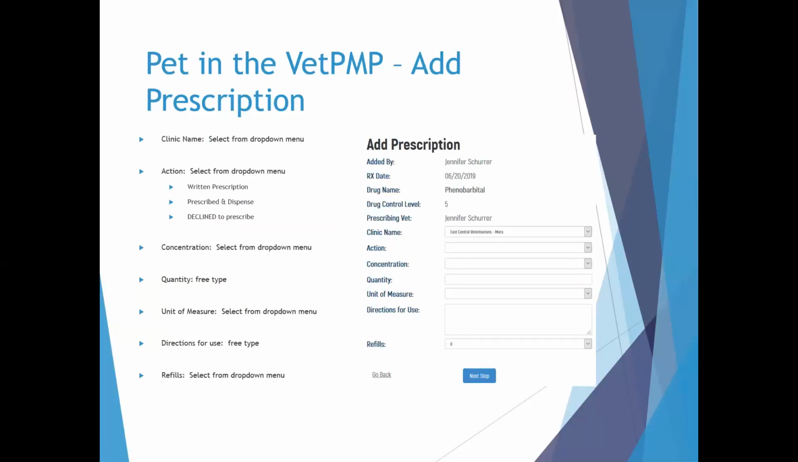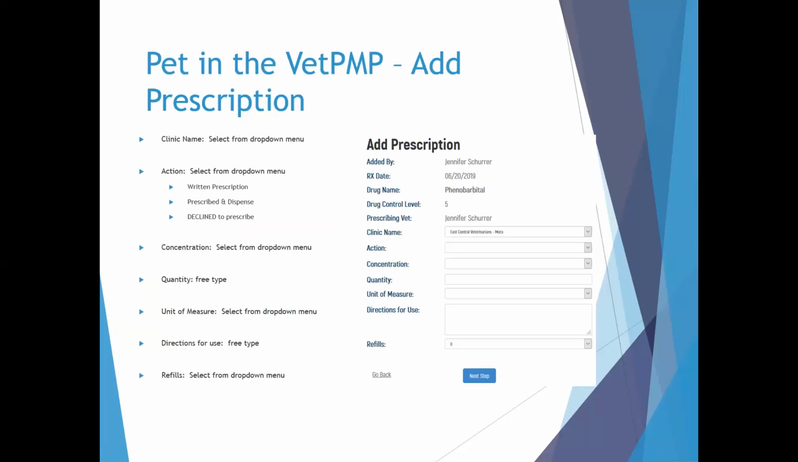The second step is you need to pick an action. You have 3 choices. One, you can do a written prescription. Second, you can do a prescribe and dispense. This is where you're actually sending the medication out from your clinic. Or the third is a decline to prescribe. If after reviewing the pet's history and medical record, you feel there is a concern to prescribe, you can mark this as a decline to prescribe.